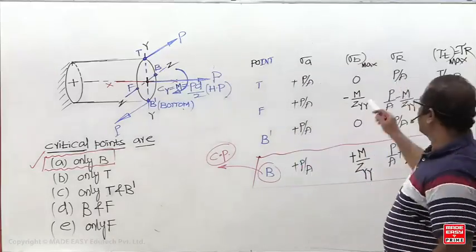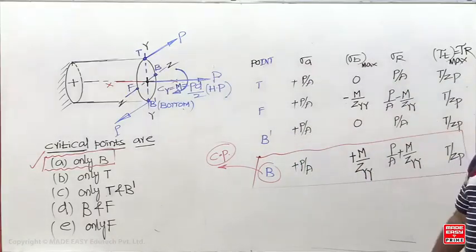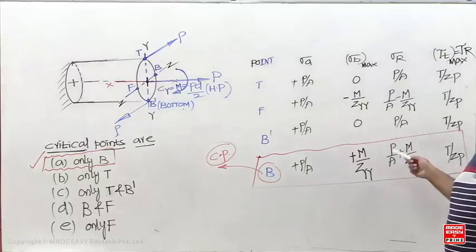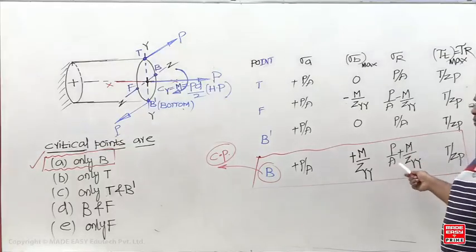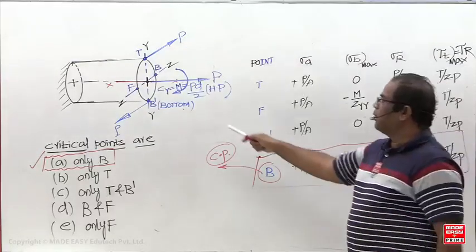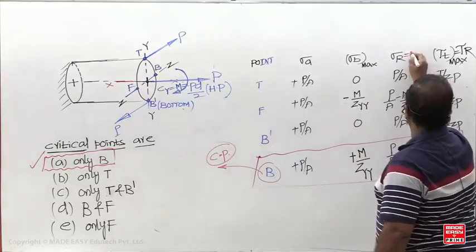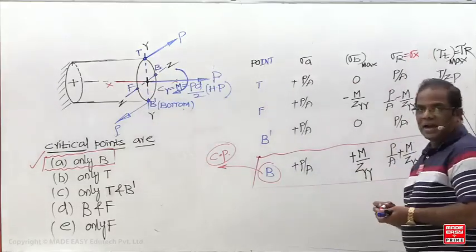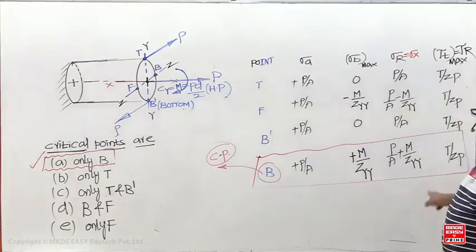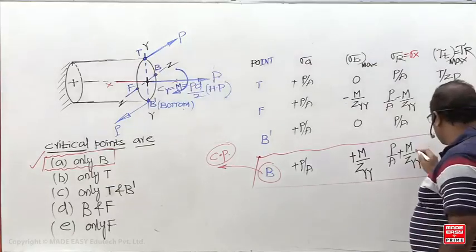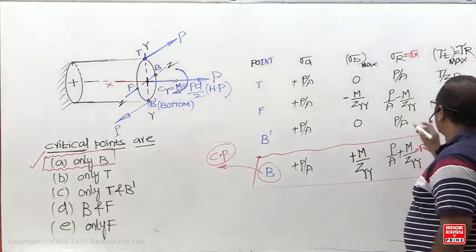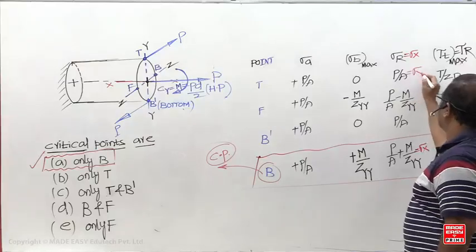Now this stress will become what? Sigma x or sigma y? It is the normal stress, always in which direction? Polar axis. Which is the polar axis you have taken? x. So this stress will become sigma x. This is sigma x. All are sigma x.